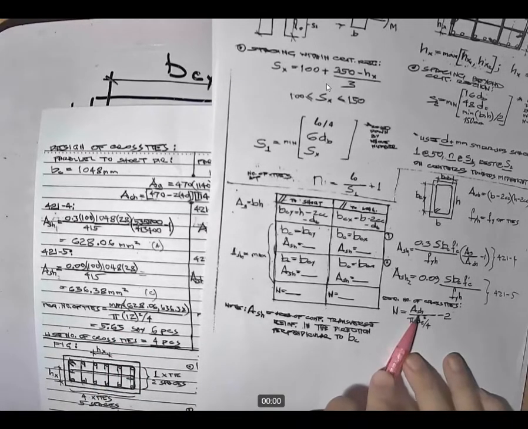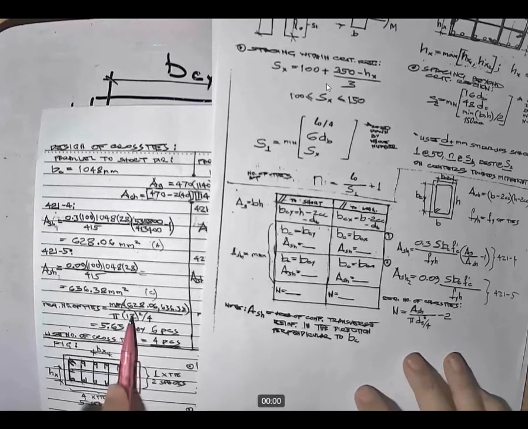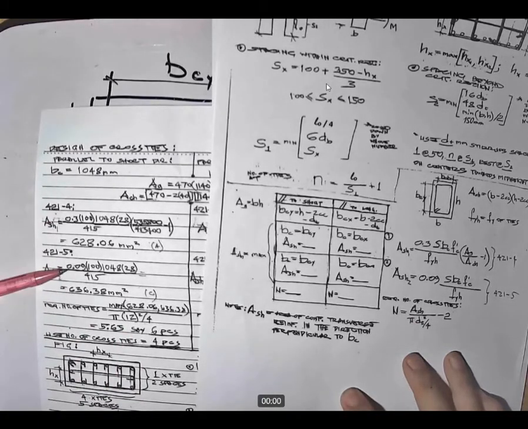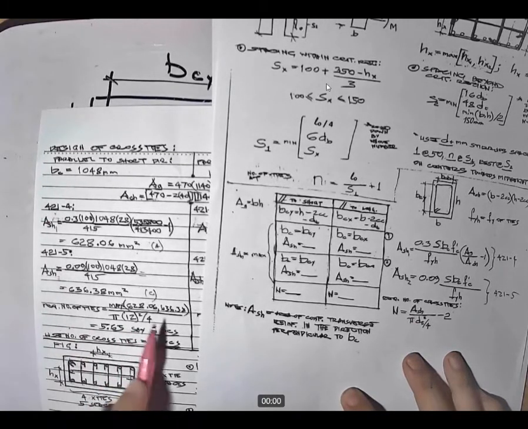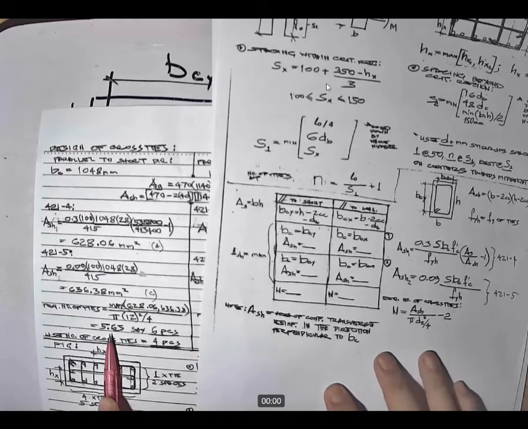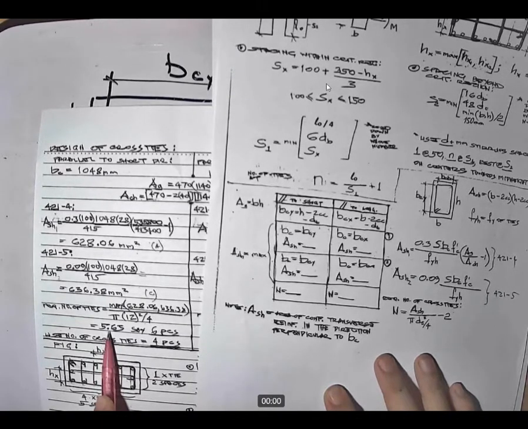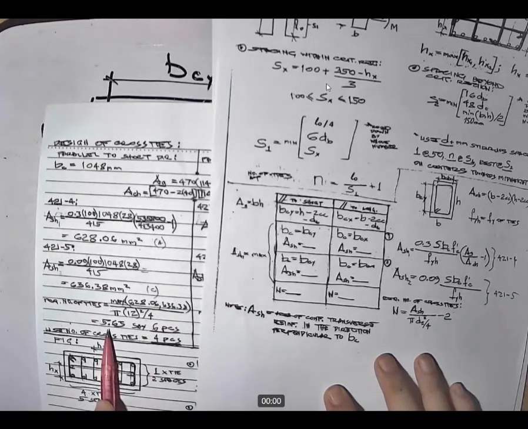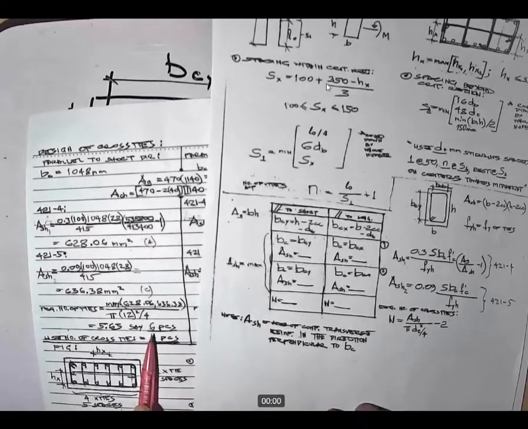So, ang pipiliin nating ASH is the maximum of these two equations. So, mag-govern yung 636.38. So, required number of ties is 5.63. Now, you always have to round this up. So, magiging 6 pieces yan. Kung 5.21, magiging 6 pieces pa rin.